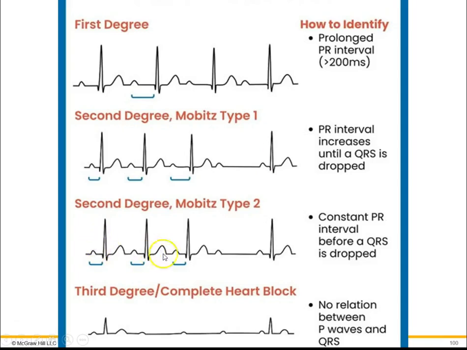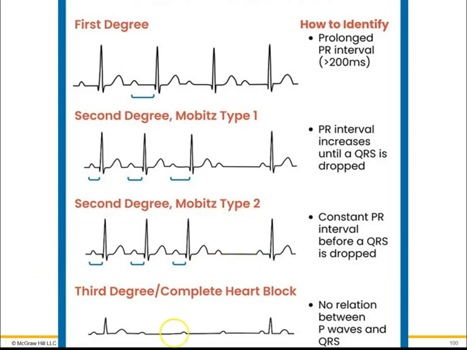You see that down here in the type 2 second degree AV block as well. You have a P wave here that does not transmit its signal to the QRS complex. So the atria are not communicating with the ventricles consistently.